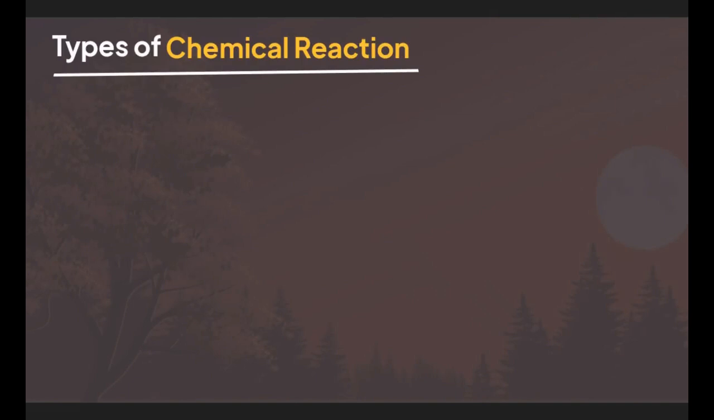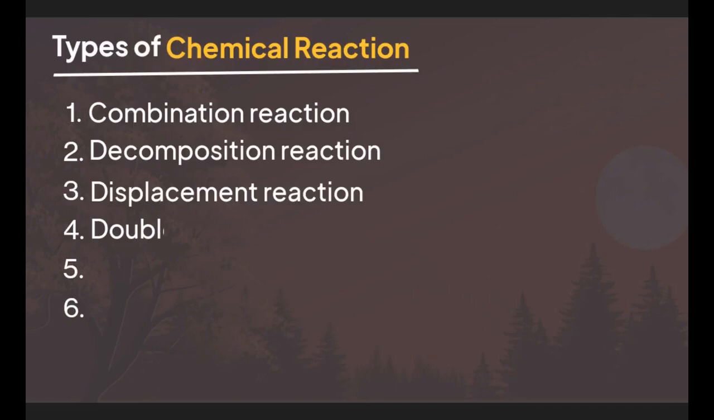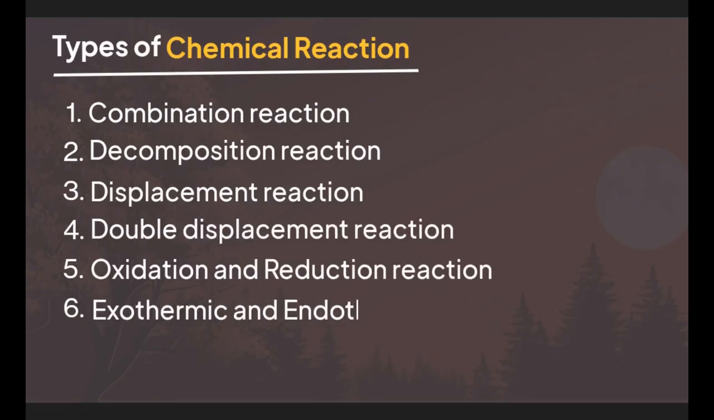Types of chemical reactions, we will learn about this in the next video. Now I am saying only the points. First is combination reaction. Second is decomposition reaction. Third is displacement reaction. Fourth is double displacement reaction. Fifth is oxidation reduction reaction. Sixth is exothermic and endothermic reaction. So we will see them in the next video.